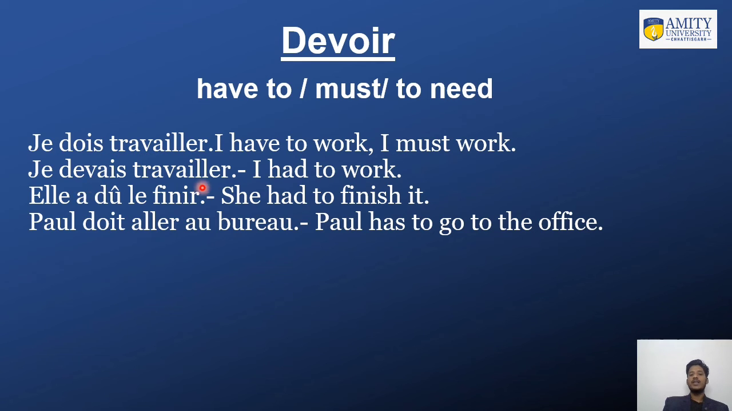Je devais travailler. I had to work. Now this is the imperfect form. It is not the present form, but the imperfect. So je devais travailler, I had to work. Because I have to work is the present form, and I had to work is the past form.